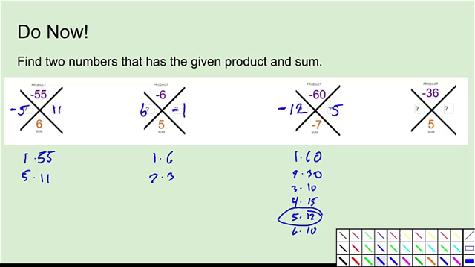And 36, wrapping it up right here. This also has a lot of factors. 2 times 18, 3 times 12, 4 times 9, 6 times 6. And you need 5. So it looks like the 9 and the 4 is going to work. And I need, which one's the negative one? The 4. Perfect. All right, game over.